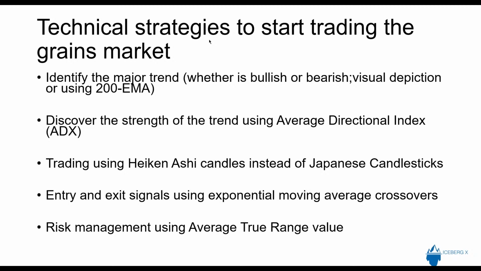When it comes to entry and exit, I usually use Heiken Ashi as compared to Japanese candlesticks, given that Heiken Ashi is a derivation of Japanese candlesticks, but it does depict the trend in a clearer manner. Later on, I'm going to share with you why that is so. We can couple that with exponential moving average crossovers to make your entry and exit better, in the sense that it will show you when the market is turning at a particular point in time.